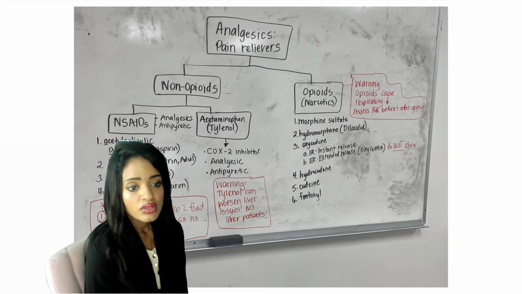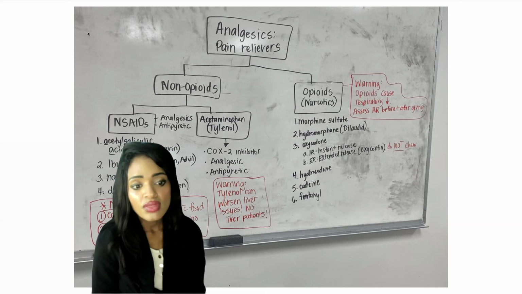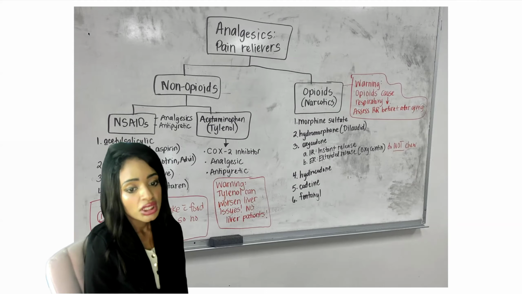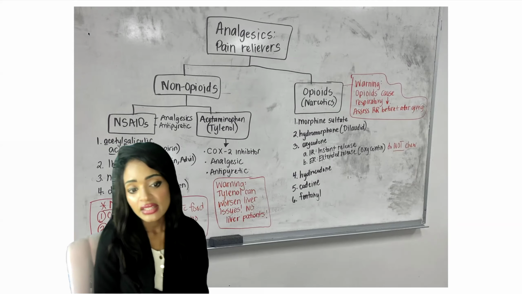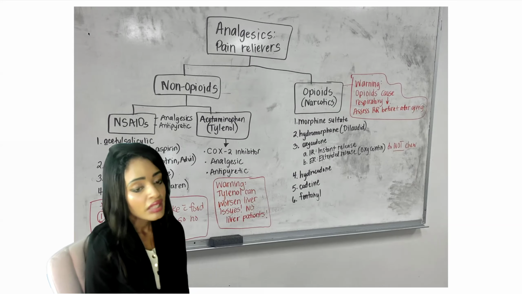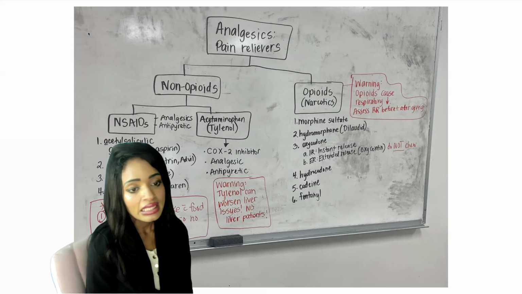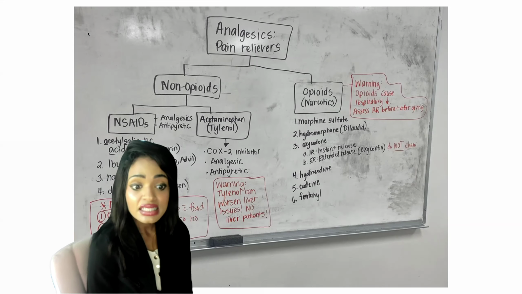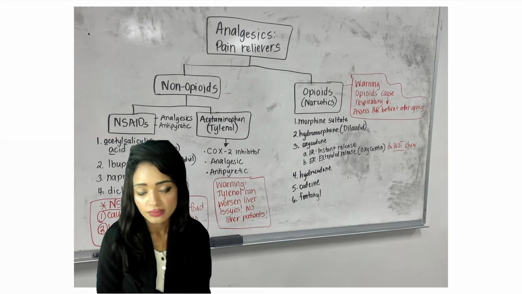So you have acetylsalicylic acid, which is ASA or aspirin, ibuprofen, which is Motrin or Advil, naproxen, which is Aleve, and diclofenac, which is Voltaren. Make sure you know that NSAIDs can cause GI bleed, and you have to take them with food. Also, if the person has kidney problems, they cannot take NSAIDs because NSAIDs would worsen kidney function.